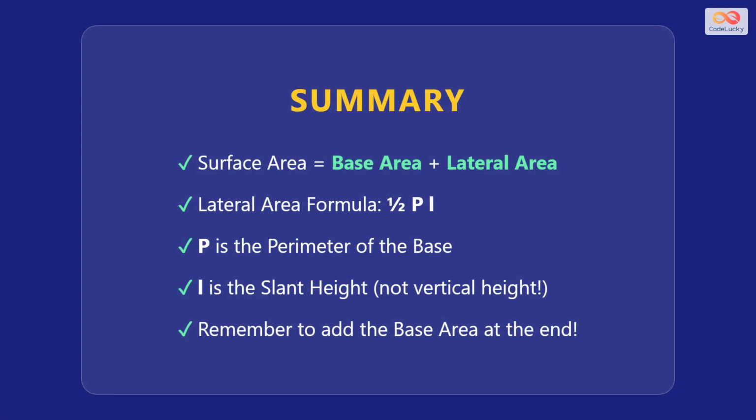To wrap up, remember that the surface area is just the base plus the lateral area. Use the formula 1/2 PL for the lateral part, where P is the perimeter and L is the slant height. And always make sure you are using the slant height, not the vertical height.